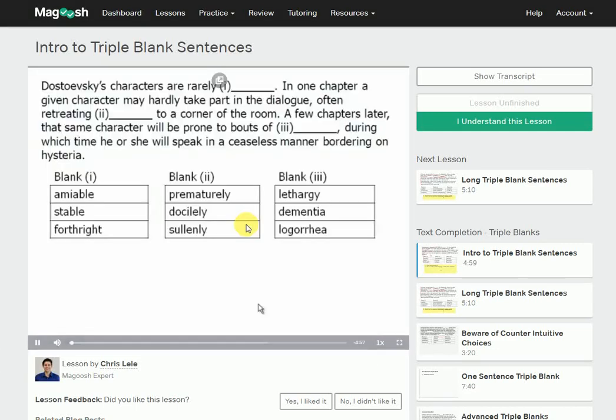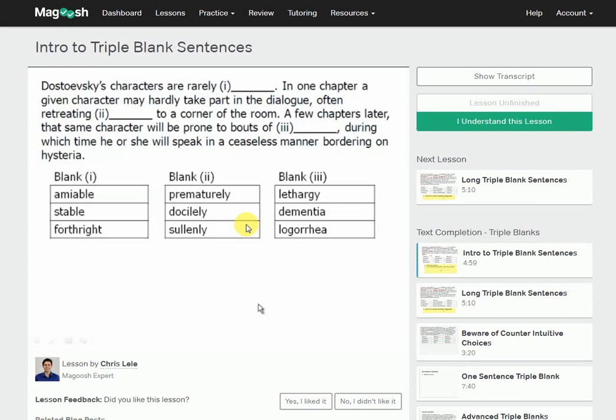Okay, welcome to the first module on three blank text completions. Yes, we're finally here on these large, long text completions. So let's have a quick introduction to what's going on here. You'll notice, of course, three blanks. For each of those blanks, we will have three answer choices. In order to receive full credit, you'll have to answer each blank correctly.